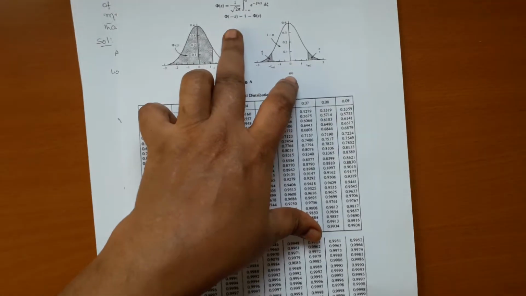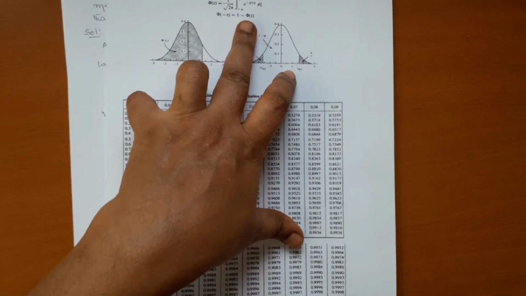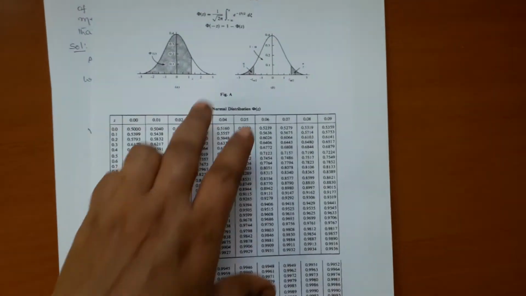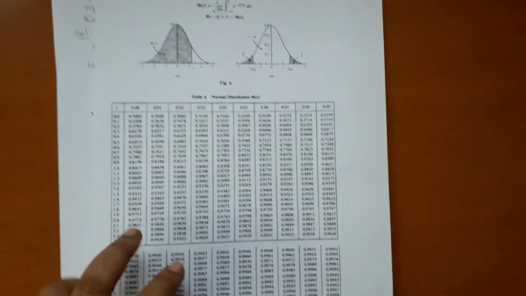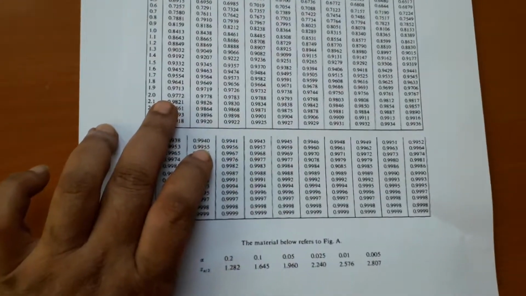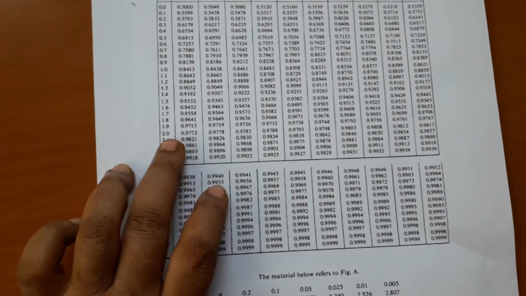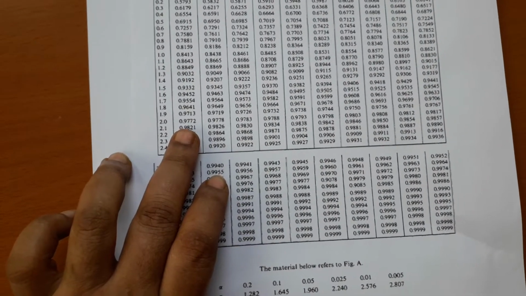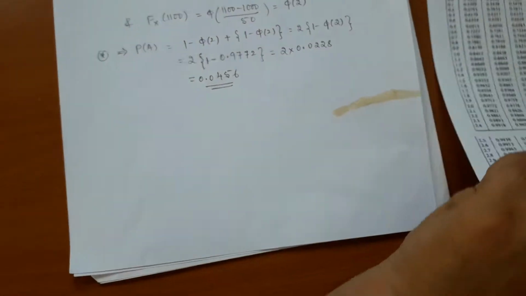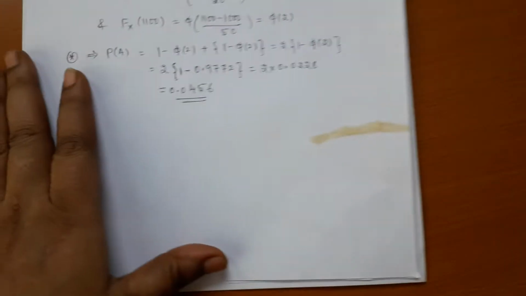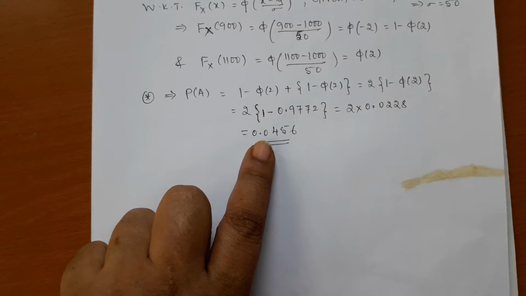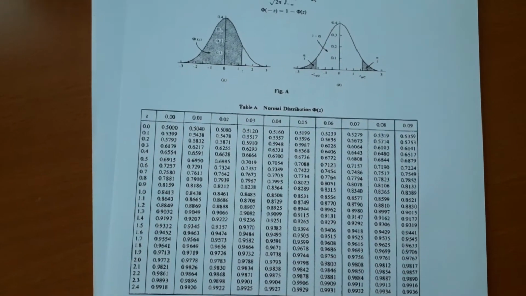Observe here they have given phi of minus z is equal to what actually? Phi of minus z equals 1 minus phi of z. Using this table, phi of 2 means z is equal to 2, and the value is 0.9772. You pick the 0.9772 and multiply it by 2, and we get this. Are you clear?